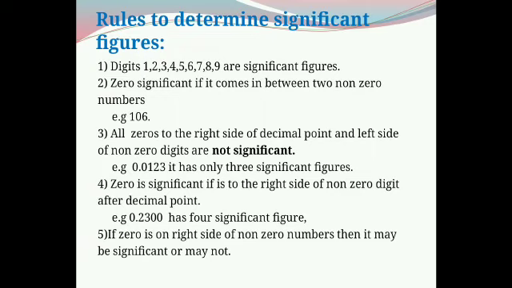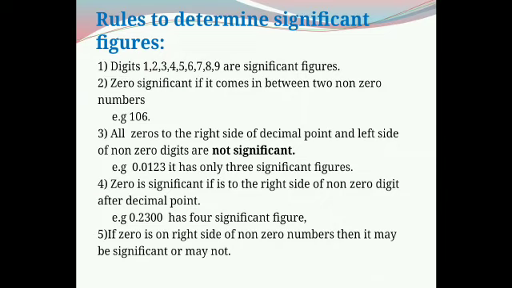That means if the 0 comes in between two non-zero digits, then and only then it is considered as a significant figure. For example, 106. Here the 0 comes in between 1 and 6, and therefore it is considered as a significant figure. And therefore in this number the significant figures are 3, that is 106.